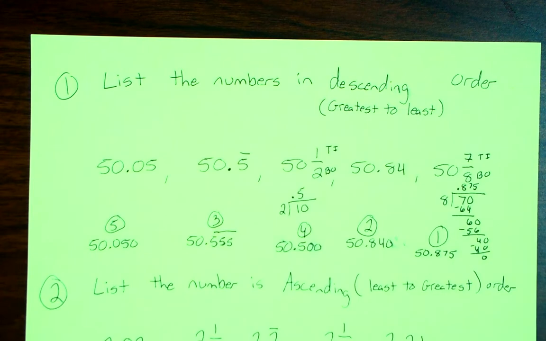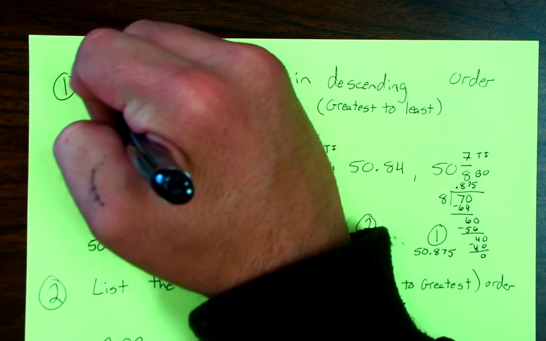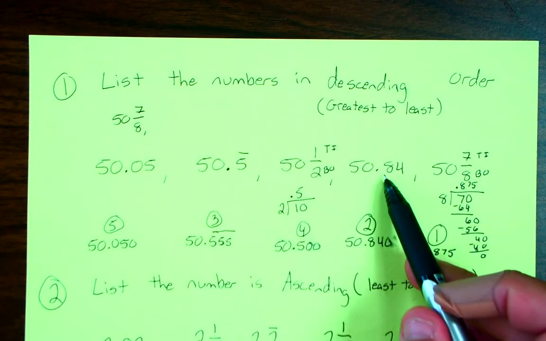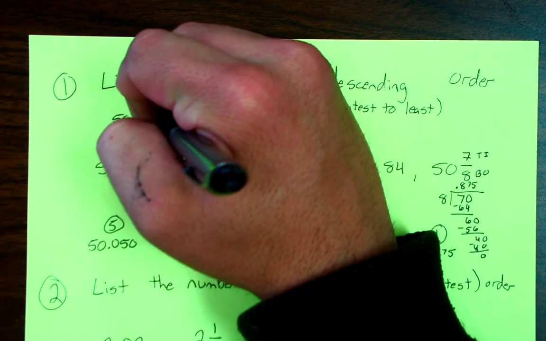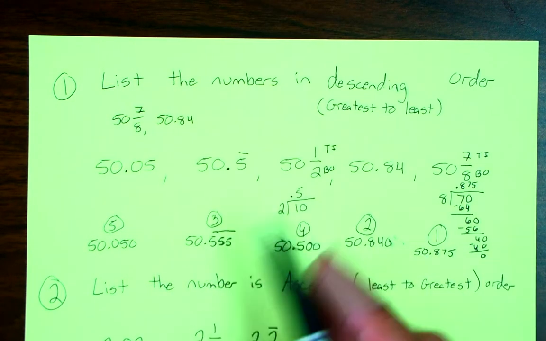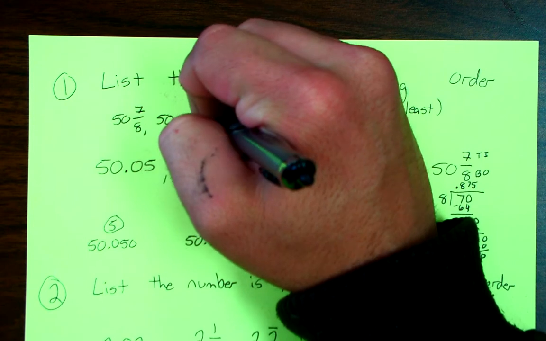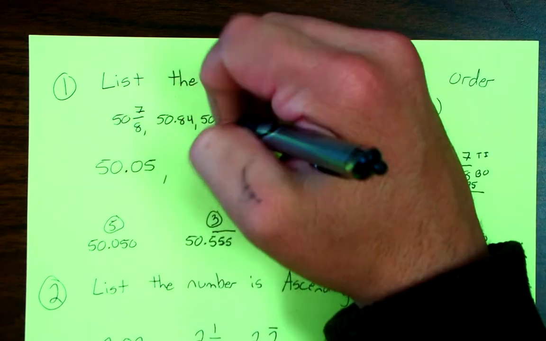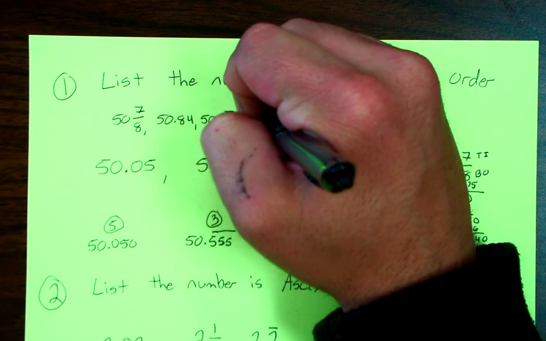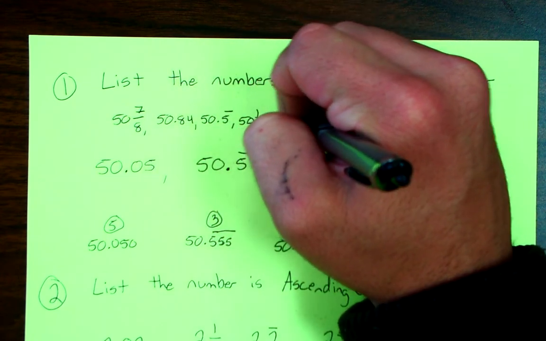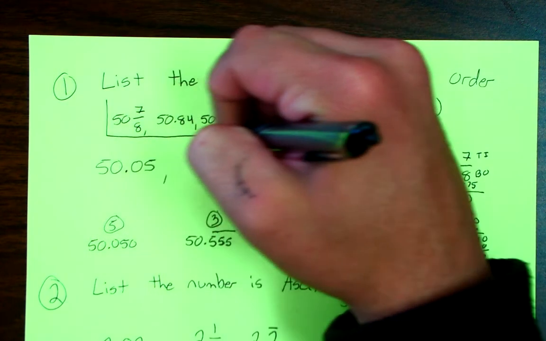So if I were to put them in order, it would be 50 and 7/8, followed by 50.84, followed by 50.5 with a bar over it, followed by 50.5, followed by 50.05. This is what I'm looking for.